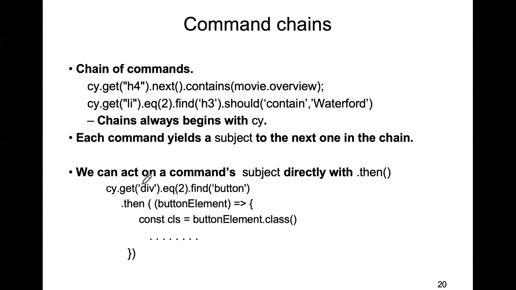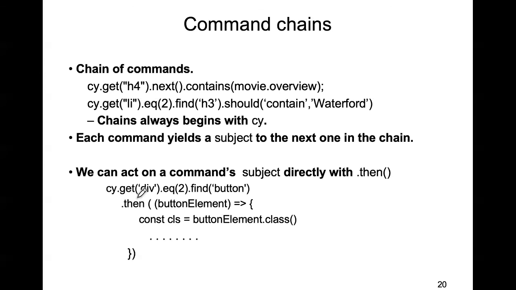So you can see what I'm doing here. I'm picking out a div, picking out all divs actually. In particular, I'm picking out the third div in the DOM. Within that div, I'm looking for a button. And now I want to interact programmatically with the button DOM element. And so if I want to do that, then I've got to chain on the then command.